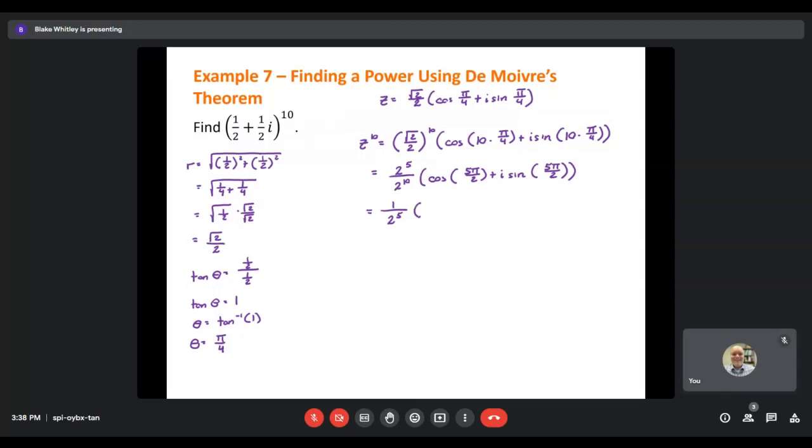Now, cosine of 5 pi over 2. 5 pi over 2 is bigger than 2 pi, so I'm going to subtract off a 2 pi just so we can get something that we might be more familiar with from our unit circle. If I subtract 2 pi from 5 pi over 2, I'm subtracting 4 pi over 2, so I'm going to be at pi over 2 this time. And then the same thing with this. It's going to get i times the sine of pi over 2.